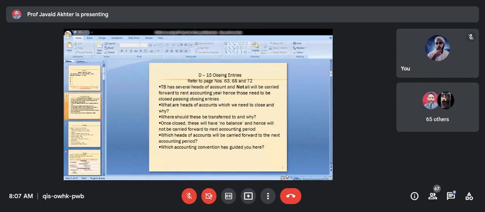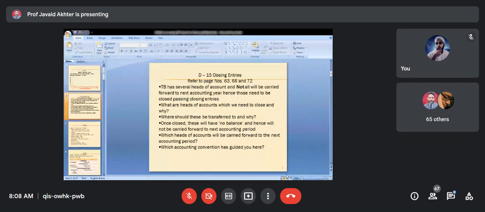Page 68. Once again, serial numbers 1 to 18 are given. What is serial number 13? Income tax paid. What is it? Expense. What about serial number 16? Creditors. What are these? Liabilities. We may write L against this.